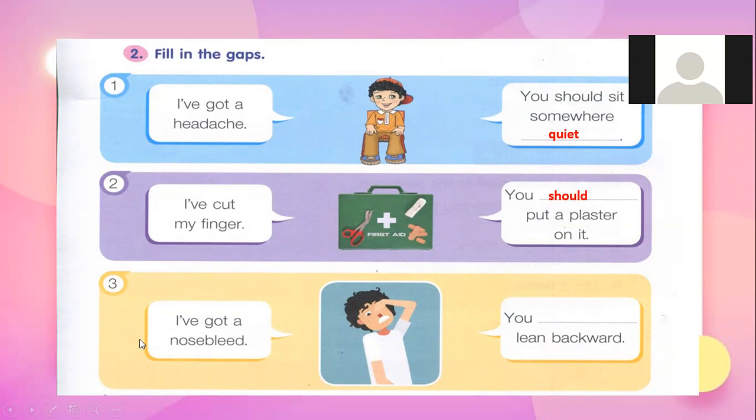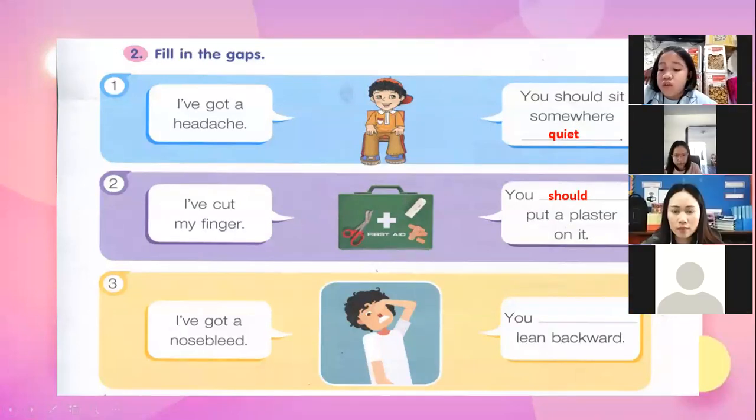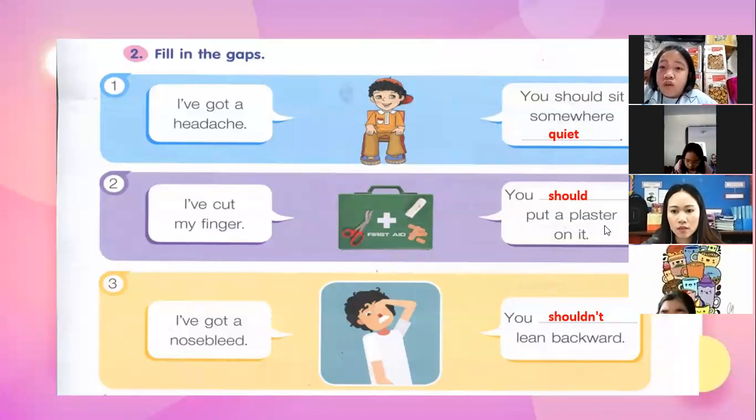Okay, now number 3. I have got a nosebleed. So you dash lean backward. What is the best word we can put here? Students, what is the best word we can put to fill the gaps? You shouldn't lean backward. Very good. So these are the most suitable words we put in the blank gaps. They make the statement complete.